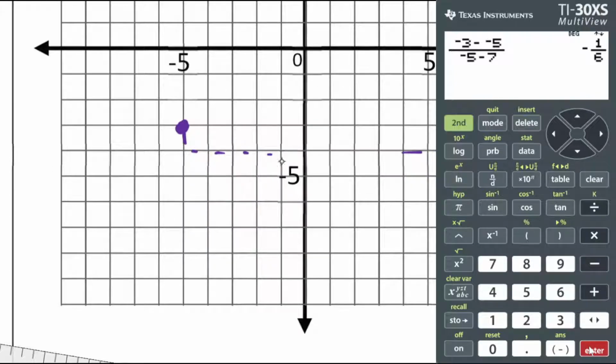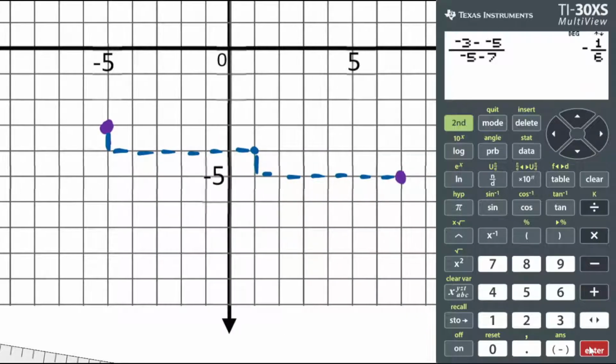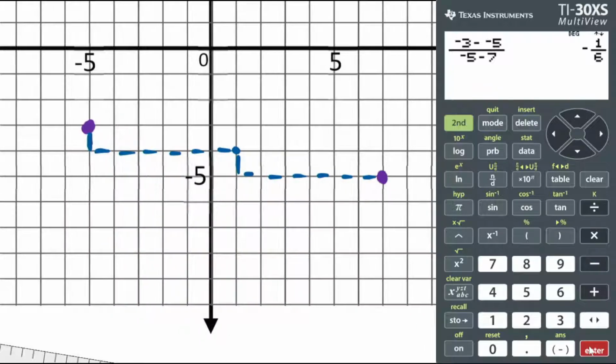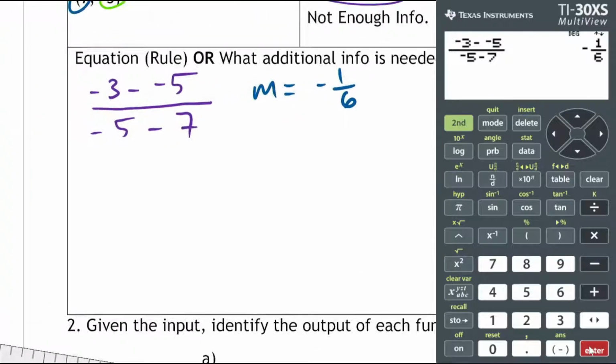Let me erase that line and take a look at this and see if I can do this better. So if I go down 1 and over 1, 2, 3, 4, 5, 6 right here, and then down 1 over 1, 2, 3, 4, 5. Oh yeah, for sure. It's definitely negative 1/6, down 1 over 6. And down 2 over 12, right? So that's my slope. So I know the slope ratio.